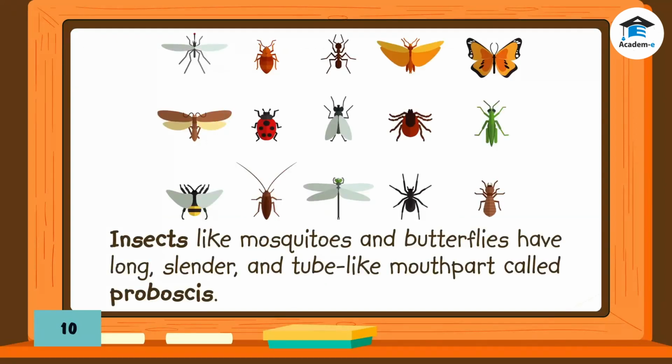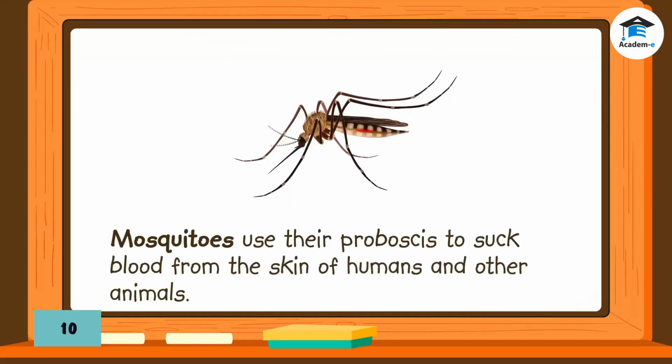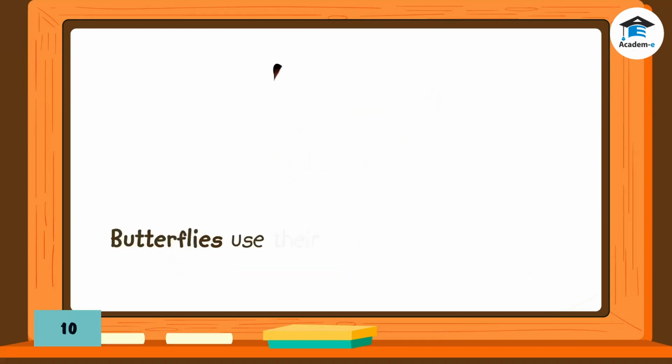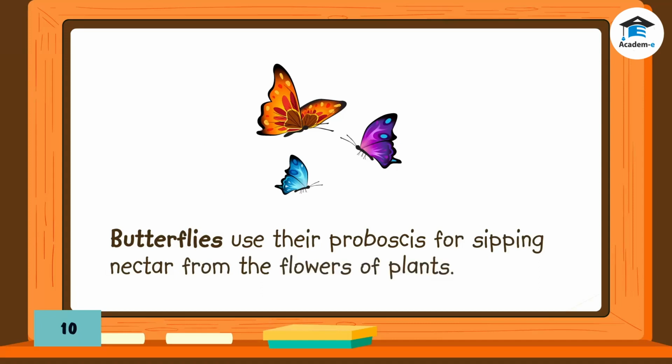Insects like mosquitoes and butterflies have long, slender, and tube-like mouthpart called proboscis. Mosquitoes use their proboscis to suck blood from the skin of humans and other animals. Butterflies use their proboscis for sipping nectar from the flowers of plants.